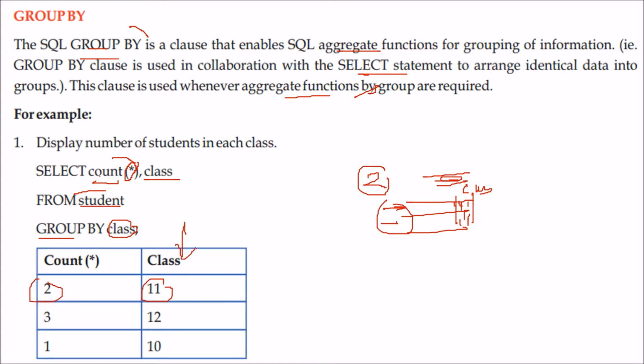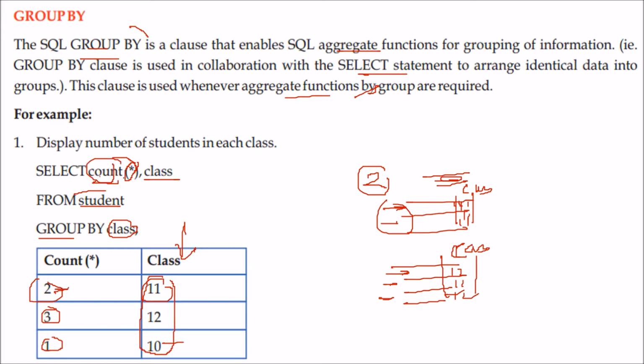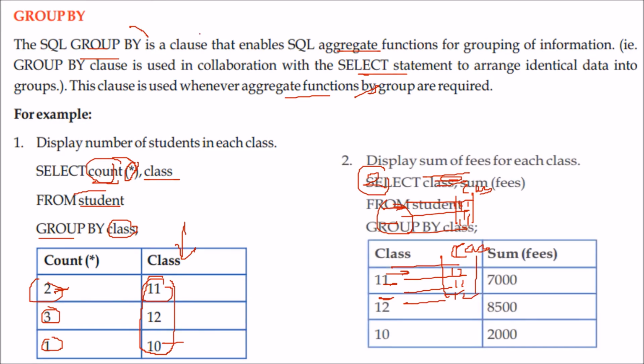You want to group by this class. Then again, class 12. This table has 3 rows or 3 tuples with the column name class and the entry as 12. So it will give you 3, and for class 10 it gives 1. So it is grouping by this class and giving you the result of the aggregate function.